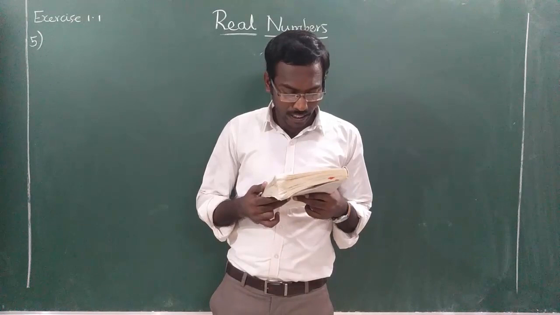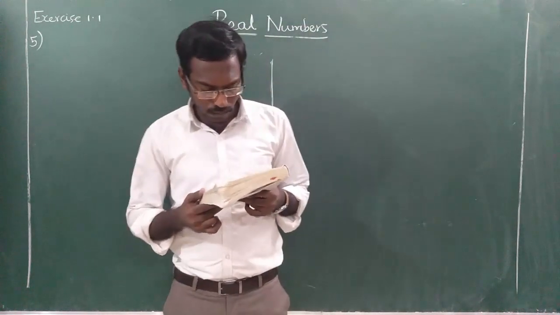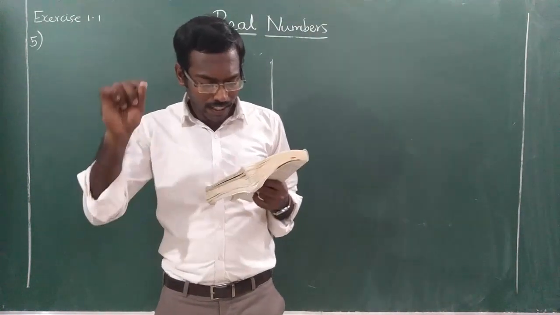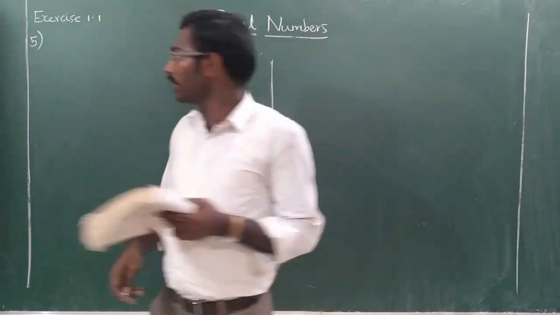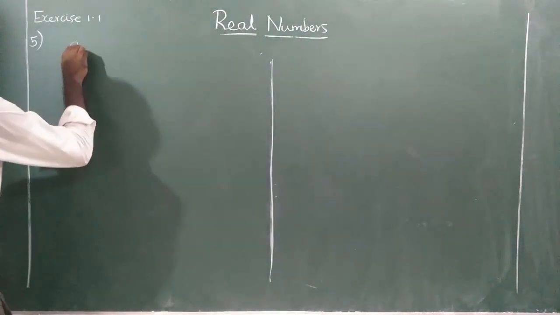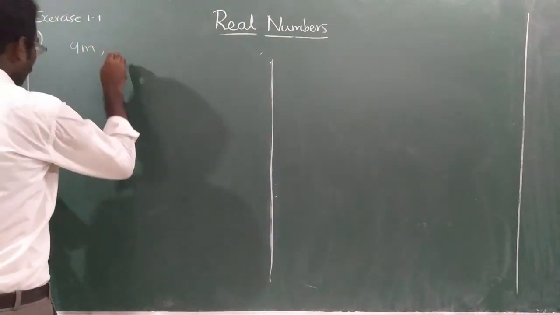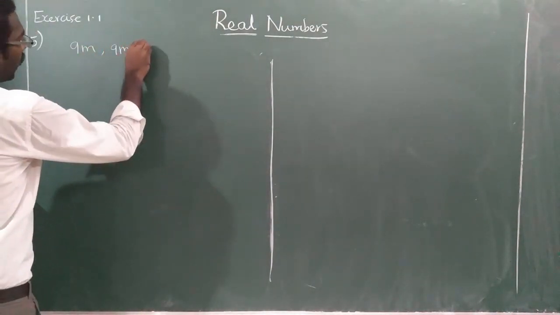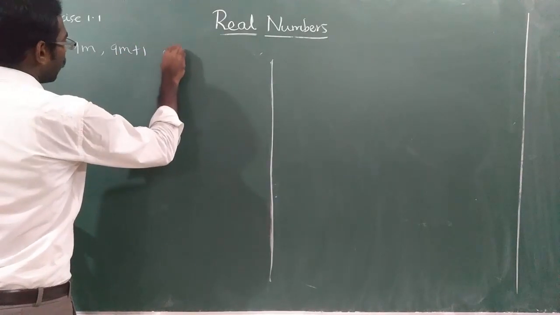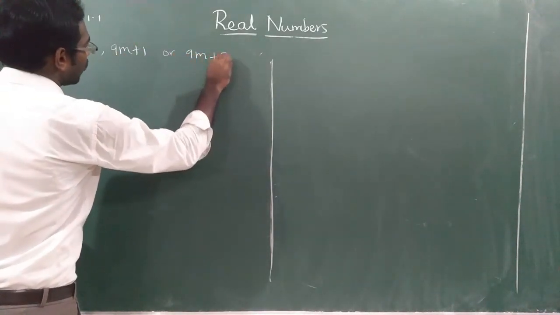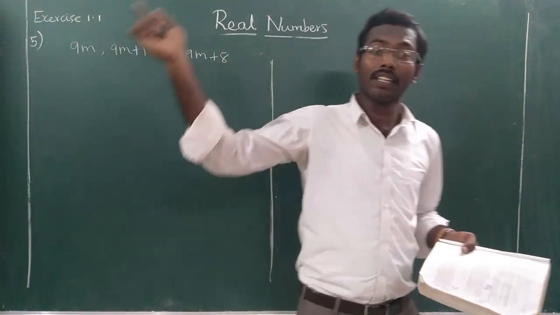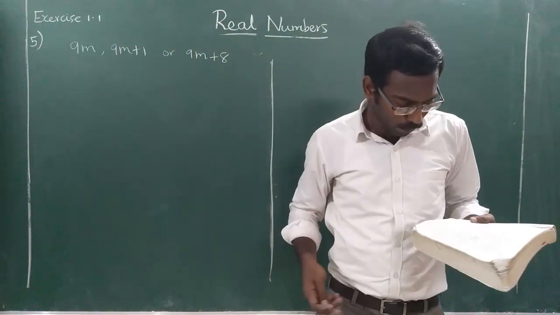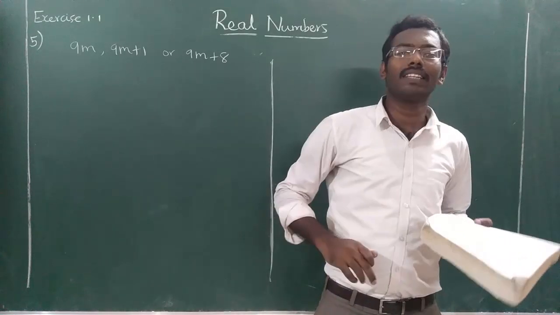It's given like this. Use Euclid's division lemma to show that the cube of any positive integer is of the form 9m, 9m plus 1 or 9m plus 8. Okay, the only difference is the previous sum is square, but here cube. So in the same method we can do.